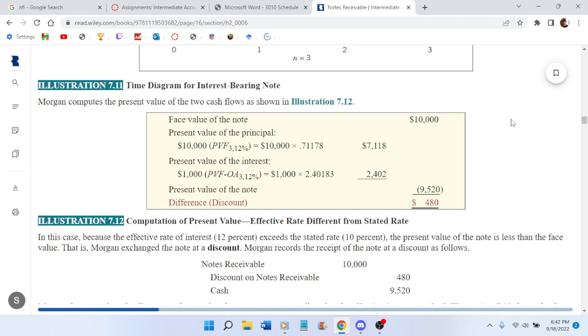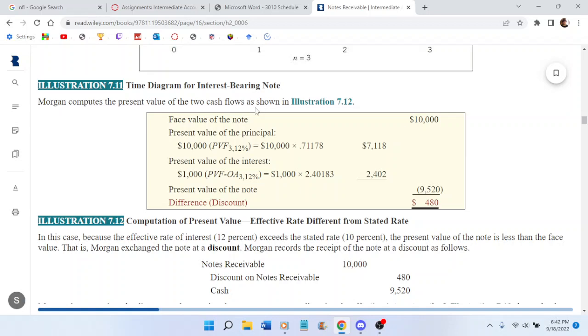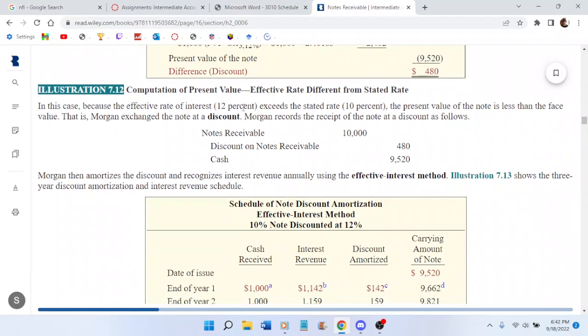Present value of the principal, present value of the interest, present value of the note. They did stuff on a financial calculator to get those numbers, by the way. Right. Because the effective rate of interest exceeds the stated rate. Oh, you know what's great? I bet there's computer systems that will do all this stuff automatically.